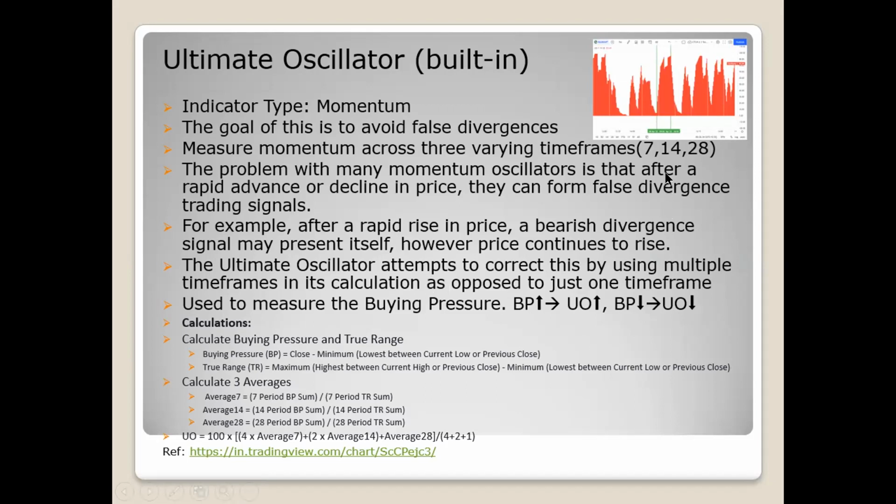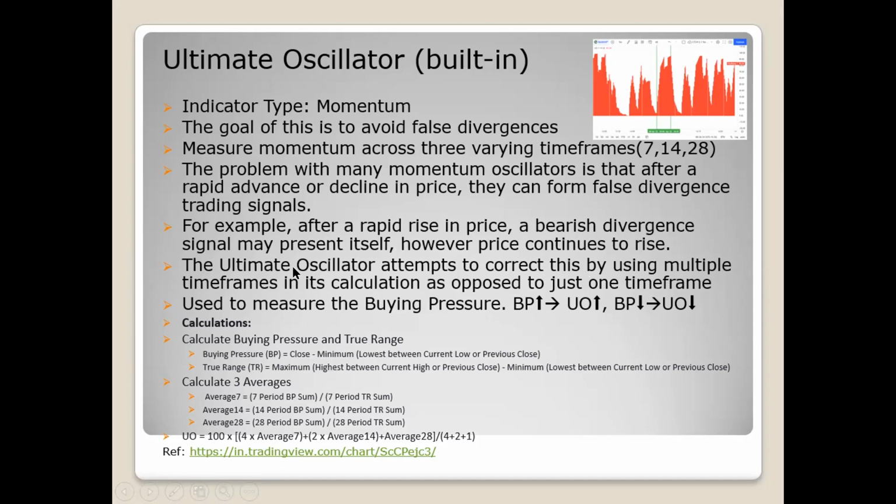There are a lot of momentum indicators available, but the problem with these momentum oscillators is that after a sudden movement, like a price increase or decrease, there can be false divergence. For example, here you can see a rapid rise in price, and a bearish divergence signal may present itself. However, the price continues to rise. This is what they are going to fix in this ultimate oscillator. This is the theory I'm talking about.